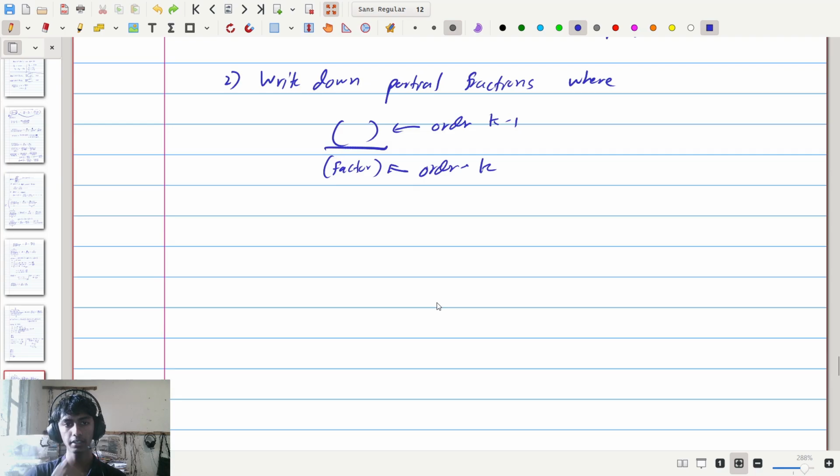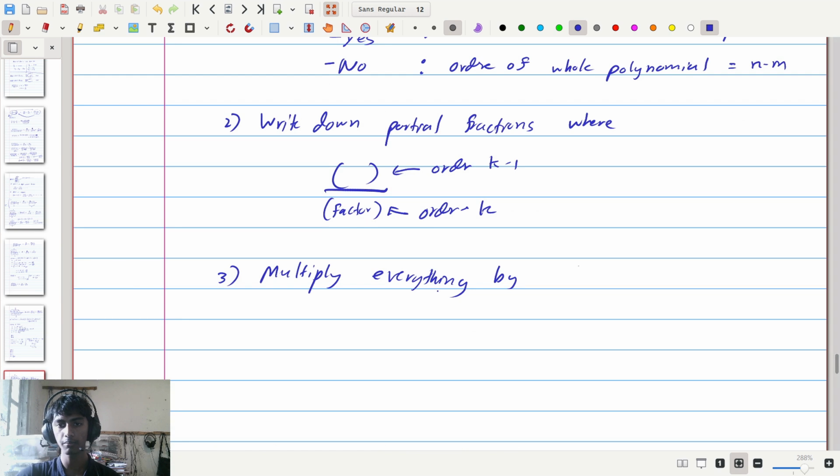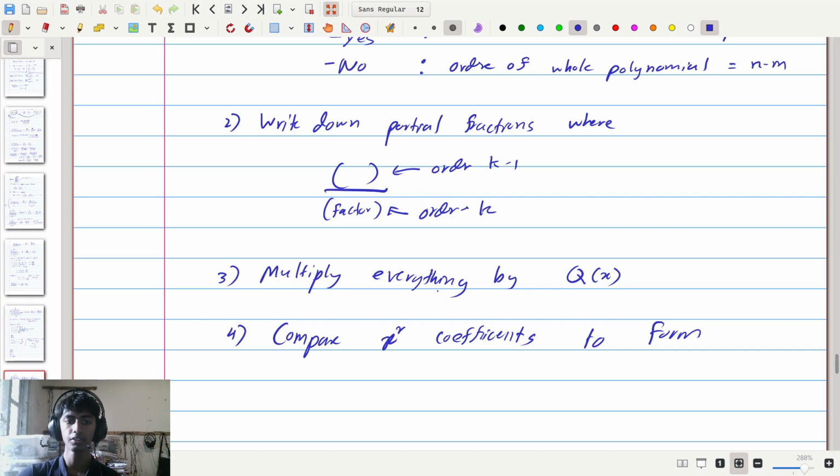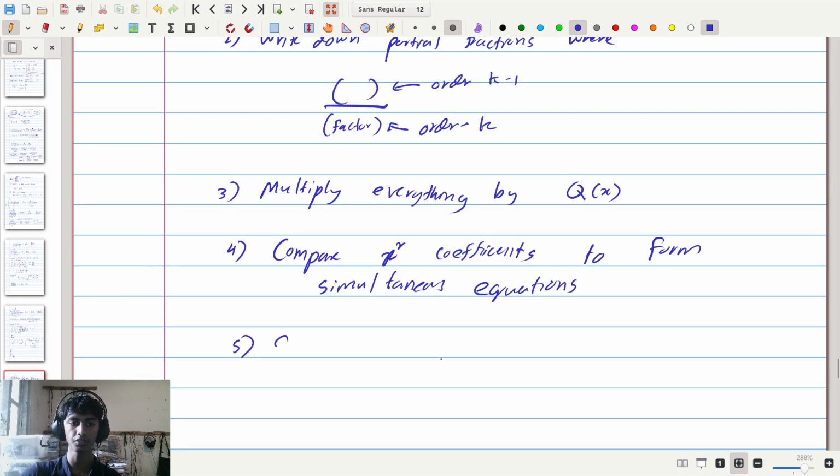And then now that we have that, the third step after this is to multiply everything by the denominator, which I defined as q(x), so we have to multiply everything by q(x). And then the fourth and final step: compare the x to the r coefficients to form simultaneous equations like we just did, and finally solve the simultaneous equations. Once you have solved them and found all the constants that you have defined, you can take those constants, plug them into your original expression and write the final answer.